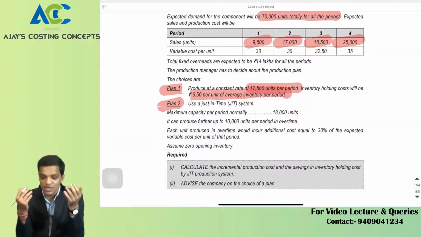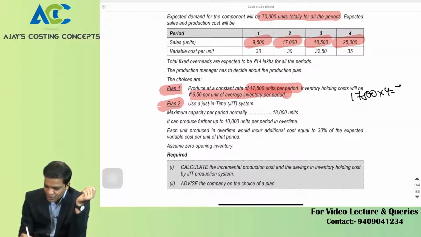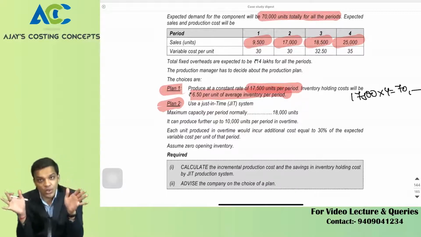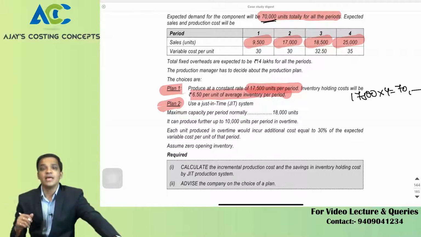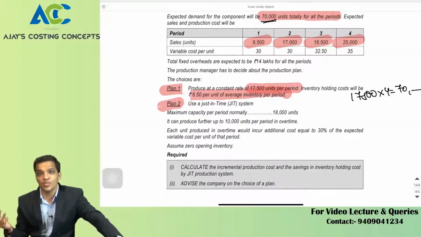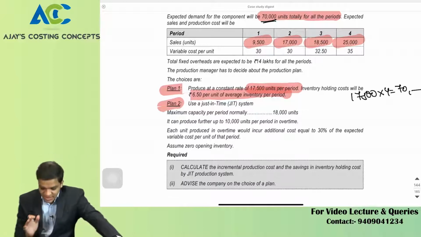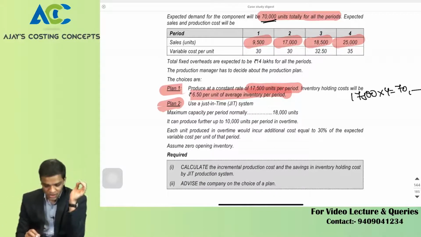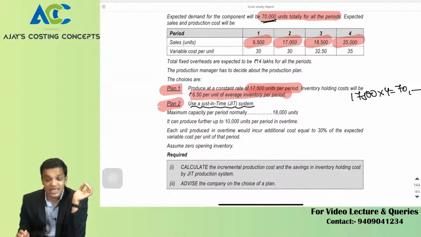So if you understand, for 4 periods, if you manufacture 17,500 into 4, you are producing 70,000 units, and that is what the demand is. But instead of deciding how much to produce in the first, second, third or fourth period, we have a constant production rate of 17,500 units. Plan 2: use a just-in-time system. Now we have to use a just-in-time system.